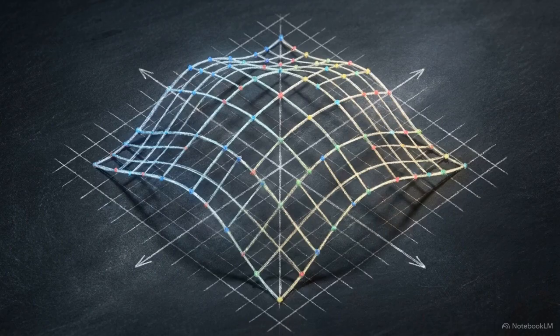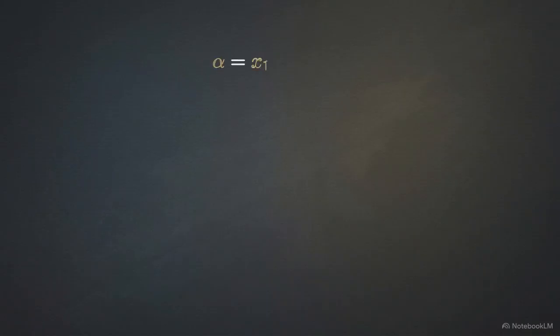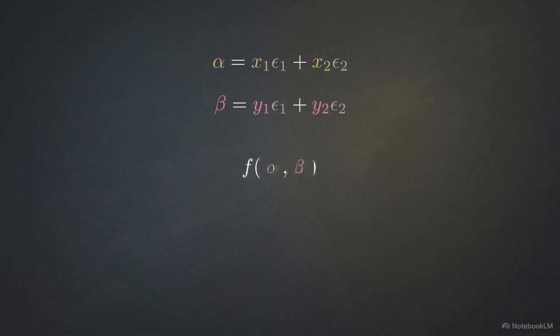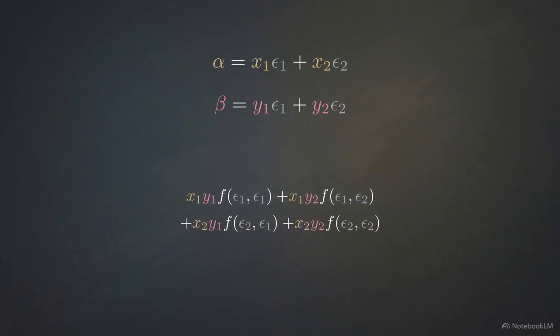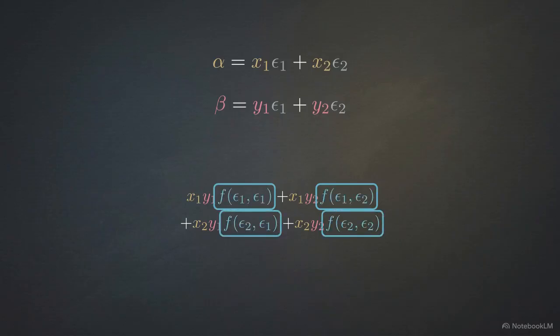Consider two vectors, alpha and beta, expressed as components within a two-dimensional basis. When we plug these into our bilinear form, the linearity rules allow us to expand the expression and pull the scalar coordinates, the x and y values, directly to the front. We are left with a sum of those scalars multiplied by the function's output for each basis pair. Because the basis vectors are fixed, these outputs are just constants.